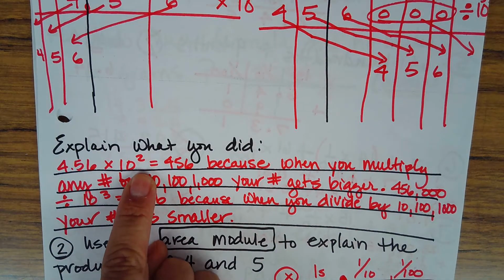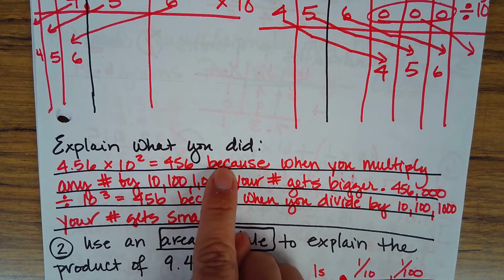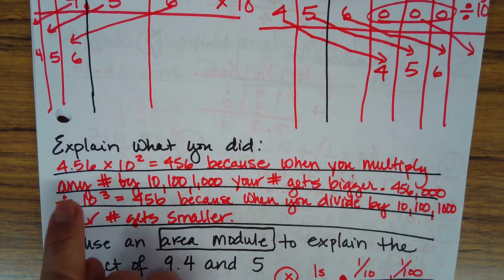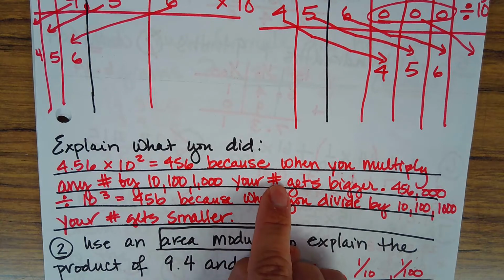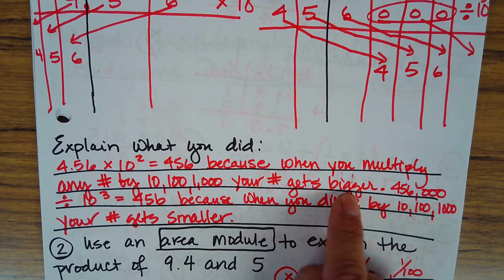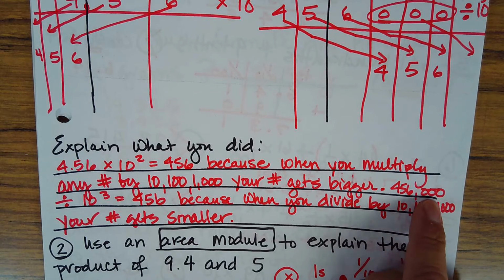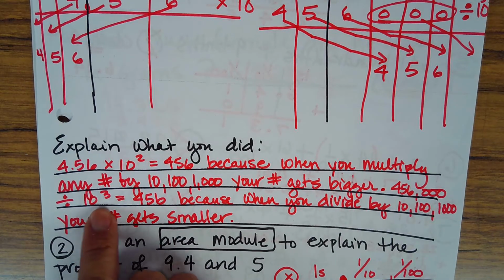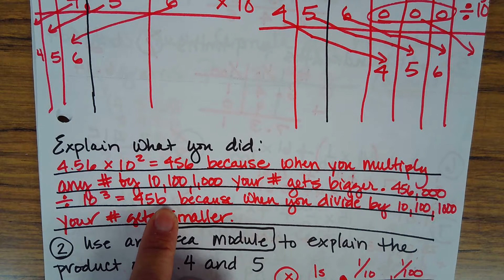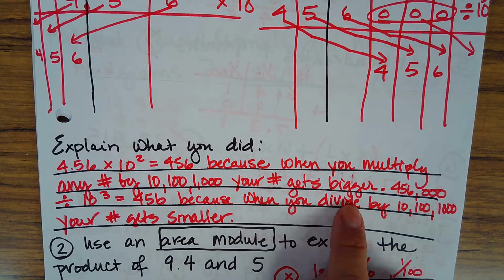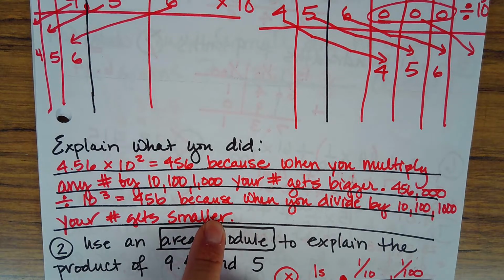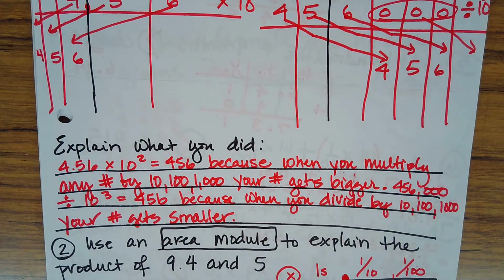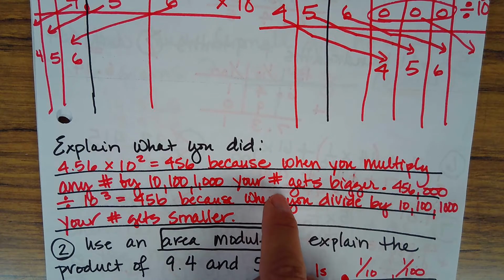4.56 times 10 to the third is equal to 456 because when you multiply any number by 10, 100, or 1,000, your number gets bigger. Then 456,000 divided by 10 to the third is equal to 456 because when you divide by 10, 100, or 1,000, your number gets smaller. Remember, I've been saying that the entire module. You have to be able to explain it. You have to be able to say this exactly.